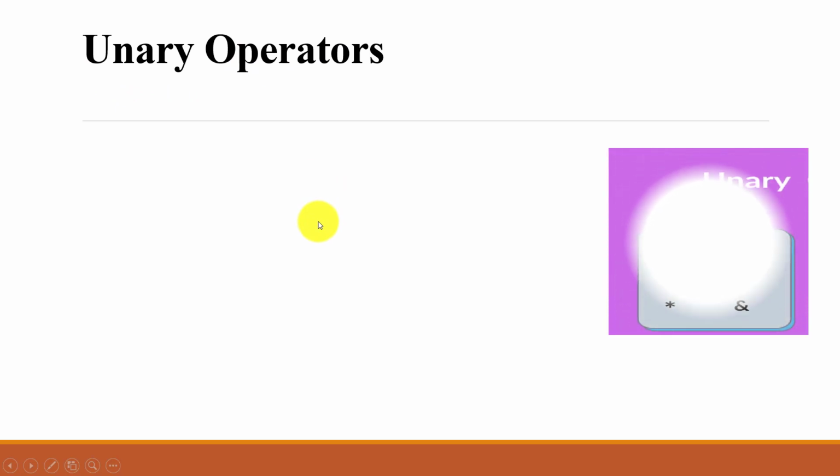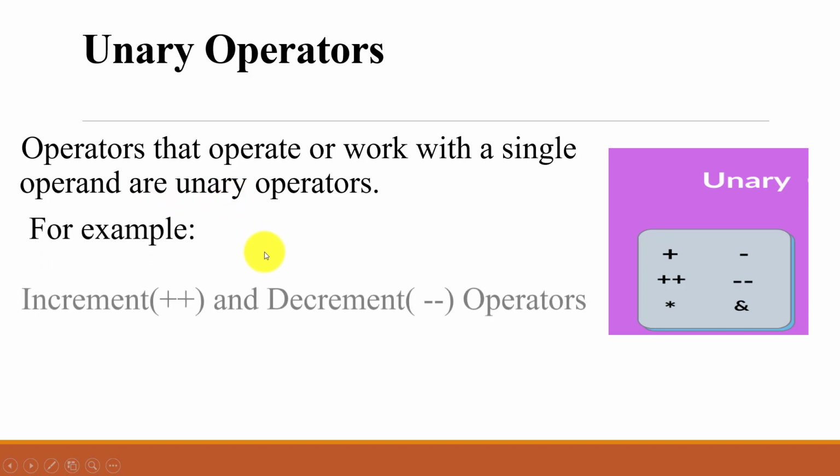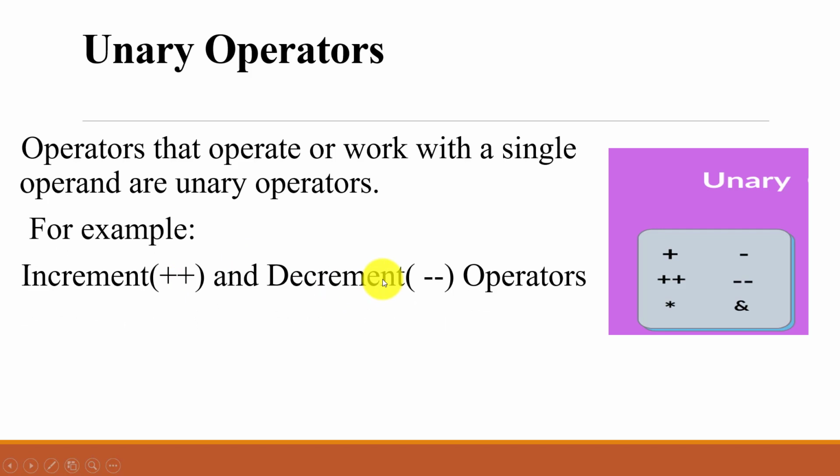Now let's first understand what a unary operator is. Unary, the name itself suggests, like unary plus and minus. An operator that operates or works with a single operand is the unary operator; only one operand is present. For example, increment and decrement.